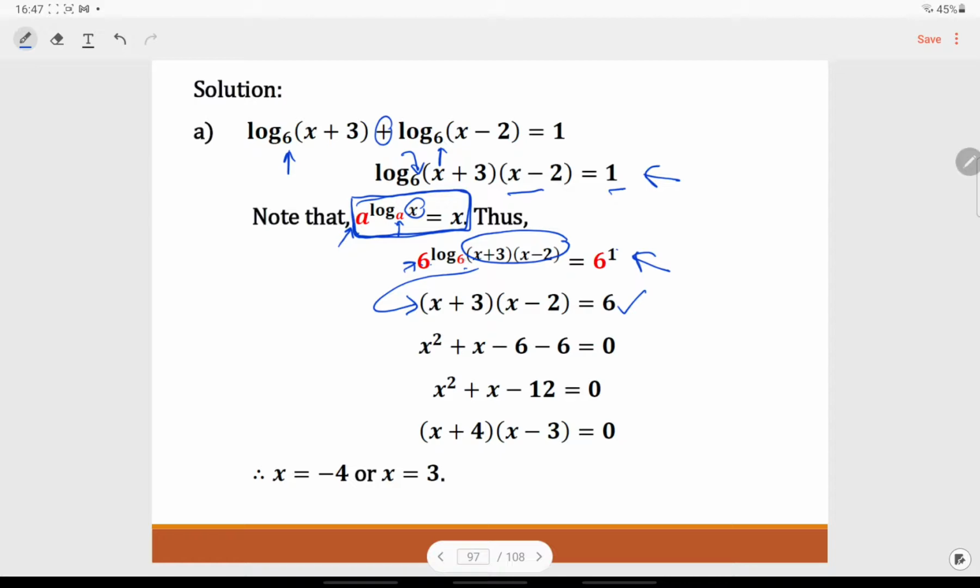So we have 6 here and 6 here, which means we can use this law. The remaining value is x, or in this case our x is this whole expression. So we have x plus 3 times x minus 2 equal to 6. Now it becomes very easy to solve because this is a quadratic equation, and I come out with this answer. Solve this quadratic equation for x. We have x equal to -4 or x equal to 3 as the final answer.